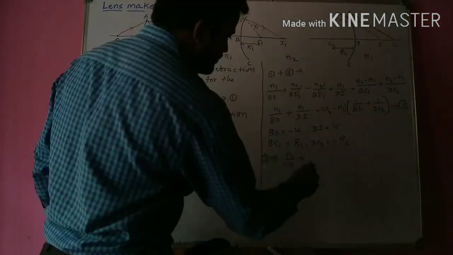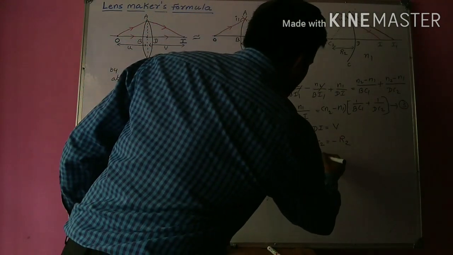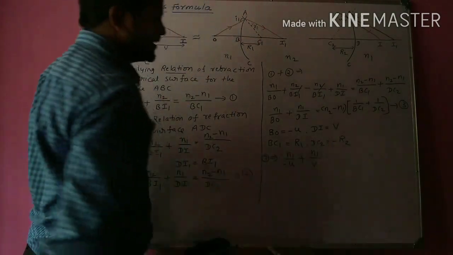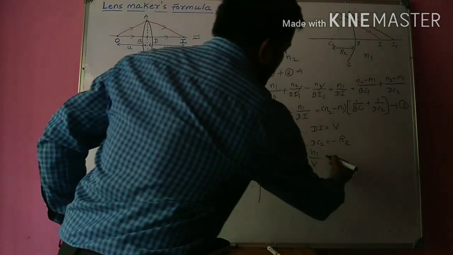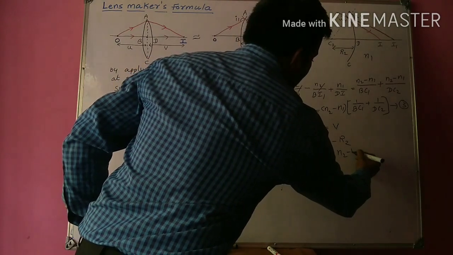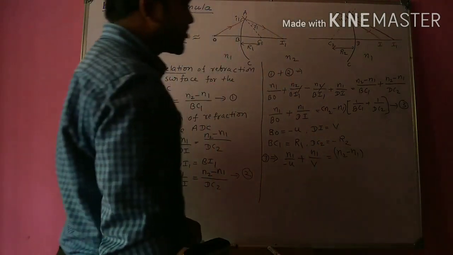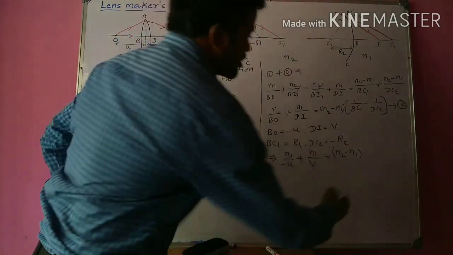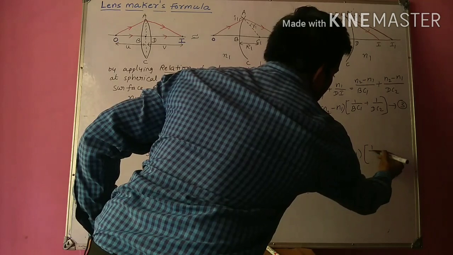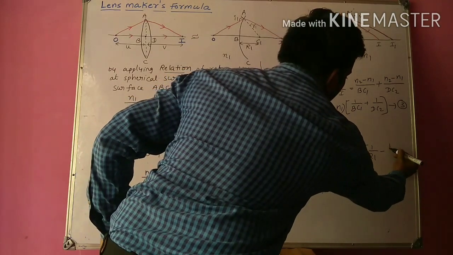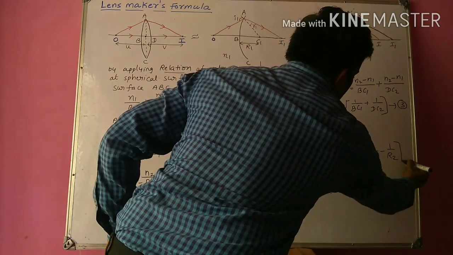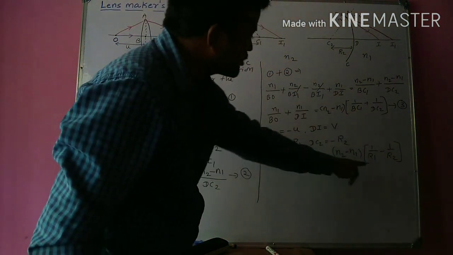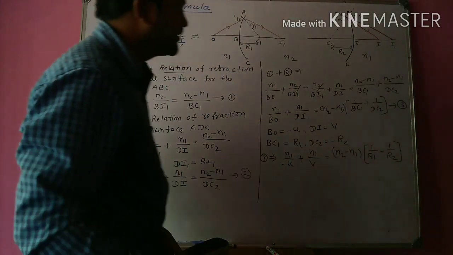BO is minus U plus N1 by DI. DI is V, we have already known the value. That is equal to N2 minus N1 into BC1 value R1, DC2 value is minus R2. Now we can write that as 1 by R1 minus 1 by R2. So see, BC1 is R1 and DC2 is minus R2, so minus plus into minus 1 by R2 we got here.